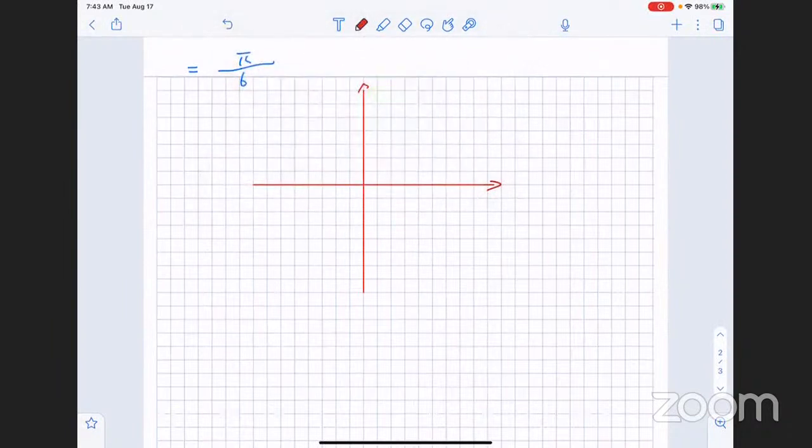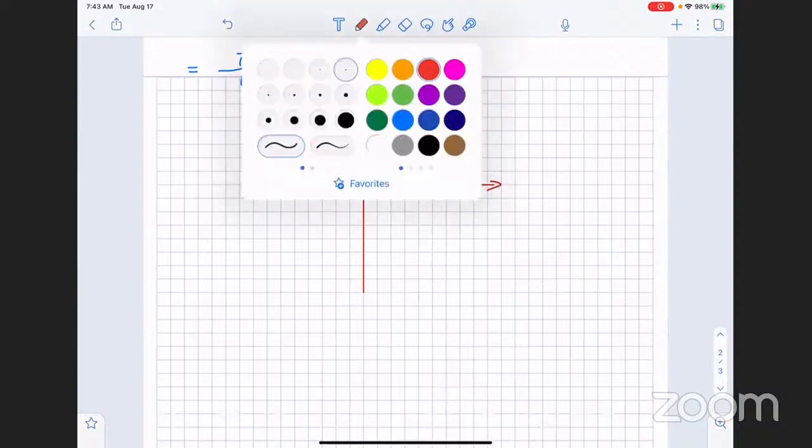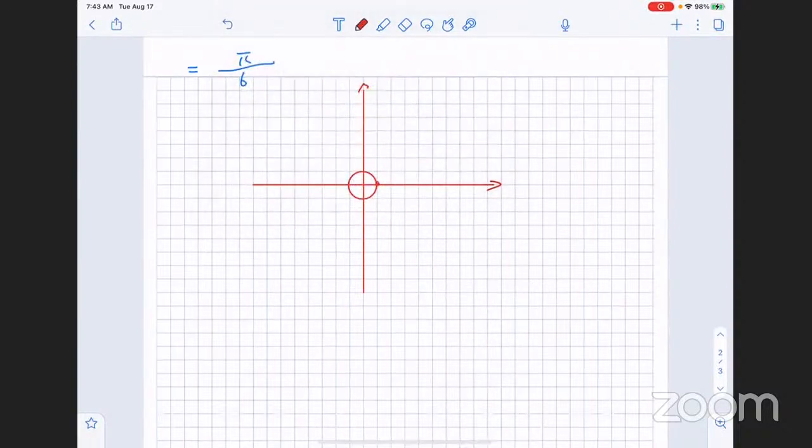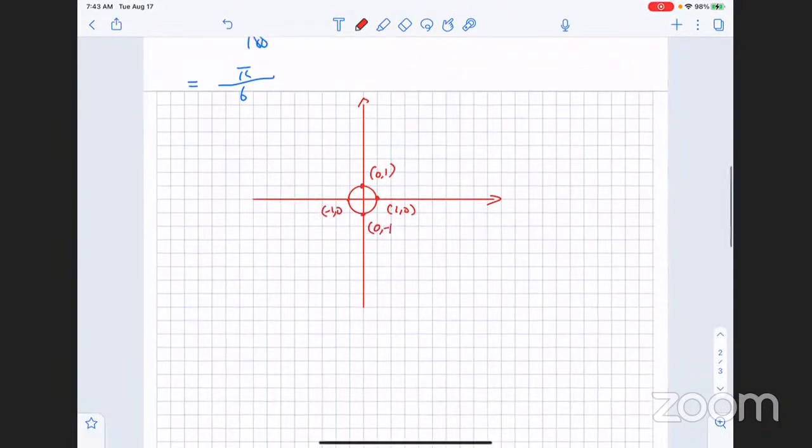This circle is just as big as this part, just as big as that. But that makes this part a coordinate. So this one is (1, 0). This is (0, 1). This is (-1, 0). And this is (0, -1).